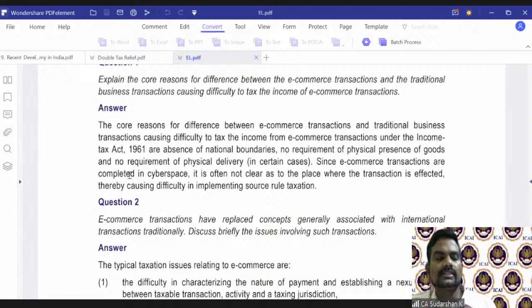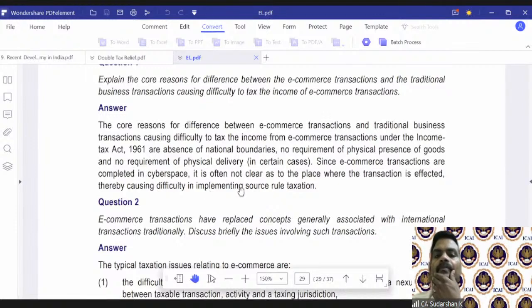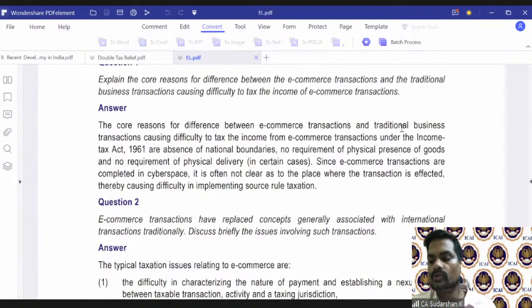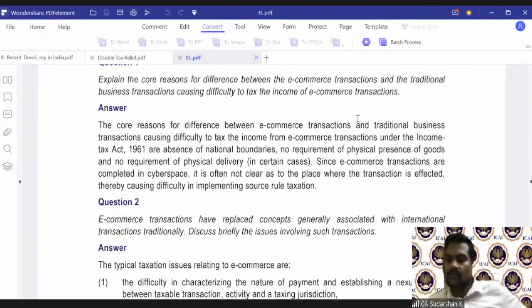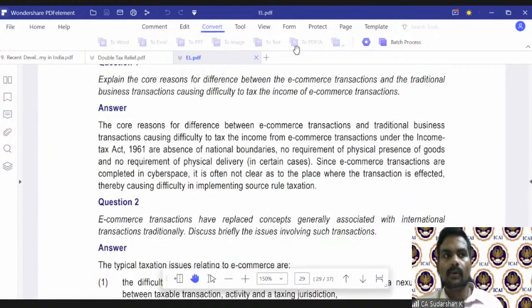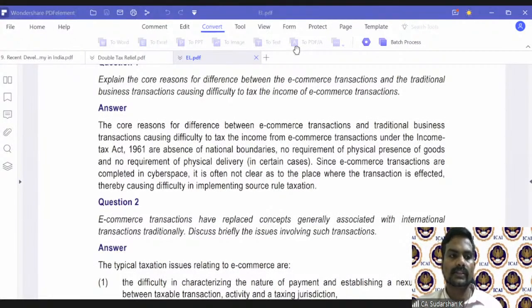Since e-commerce transactions are completed in cyberspace, it is often not clear as to the place where the transaction is effected, thereby causing difficulty in implementing the source rule. Normally in a source rule, you can identify, yes, there's a PE here, there's an excess here, but in a digital setting, it is very difficult to identify where the transaction is effected. And it's going to get more interesting in the days to come, especially with the likes of metaverse and cryptos, where it's getting more decentralized, anonymous, pseudonymous. So, interesting times ahead. But the point is there are efforts being made to see how we can come to a taxing consensus.